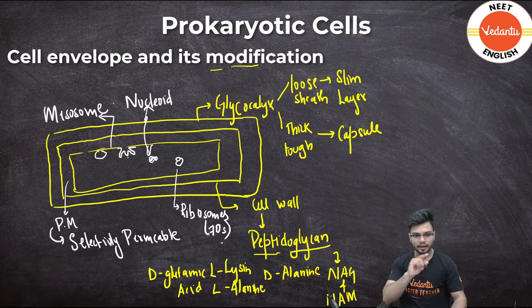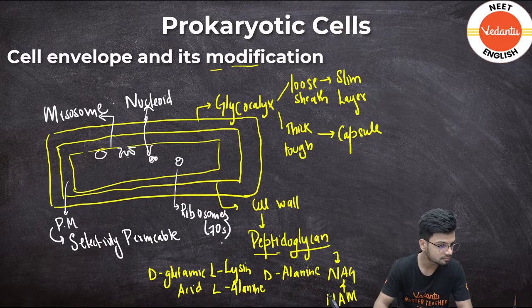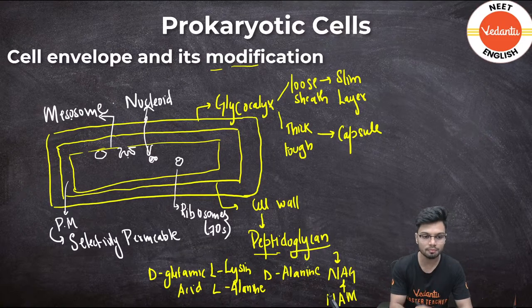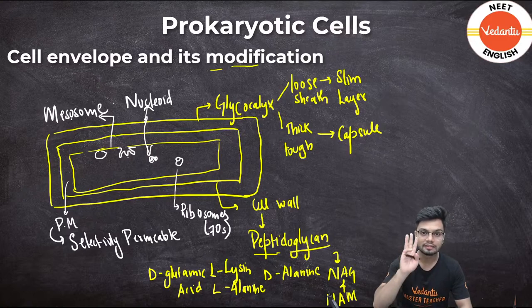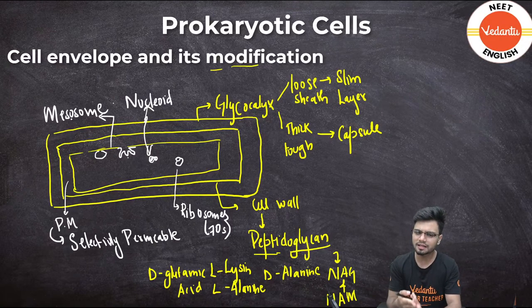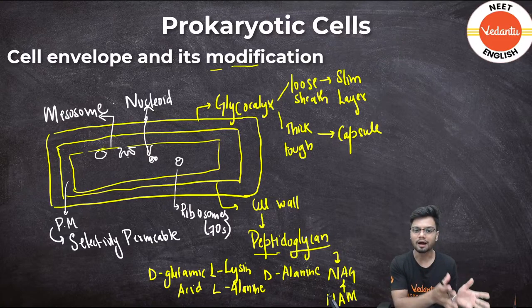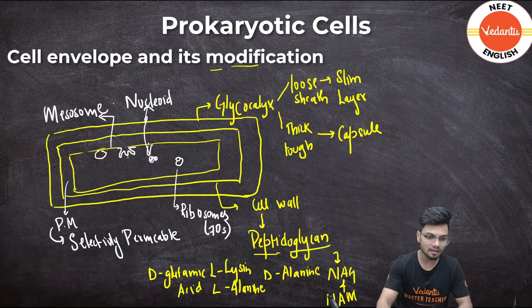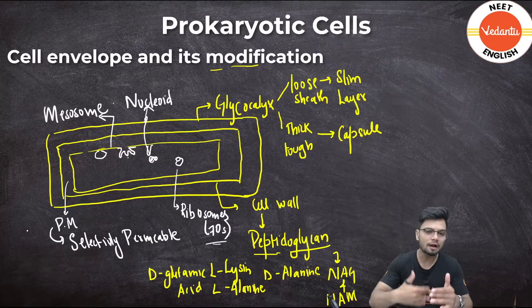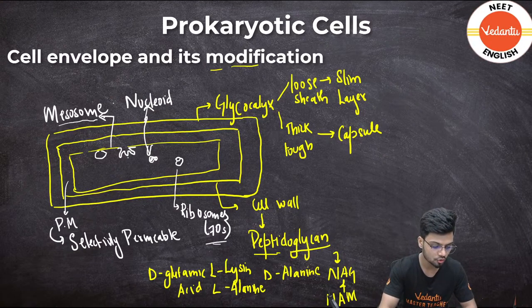Now, any doubt in this beautiful prokaryotic cell? I'll tell you what is mesosomes, but any doubt till here, ask me right now. Outermost layer is called glycocalyx, which can be a loose sheet, slime layer. Thick is called capsule. Then we have cell wall, which is made up of peptidoglycan, that is, amino acids as well as sugar units. Then we have 70S ribosome. Then we have plasma membrane, which is selectively permeable. Apart from that, in the plasma membrane, there are certain constrictions called mesosomes.